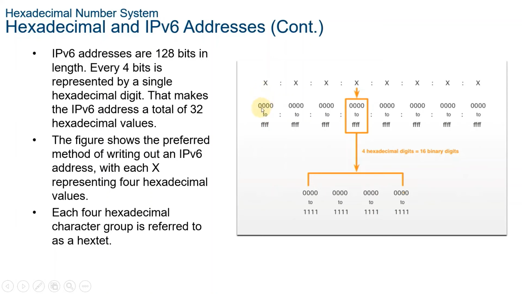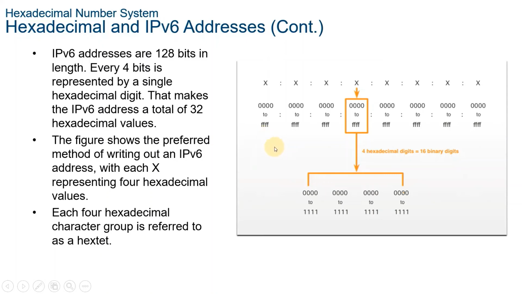So that would be counting from 0000 to FFFF, or from 0000 to 1111, which is equivalent to F. So this would be F, F, F, F. Now, IPv6 addresses are not case sensitive, and can be written in either lowercase or uppercase.